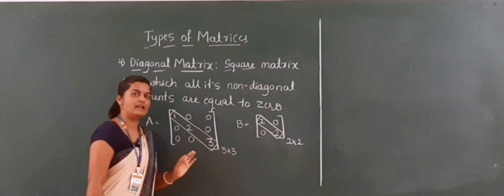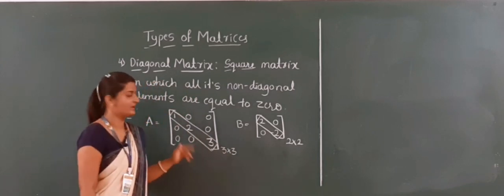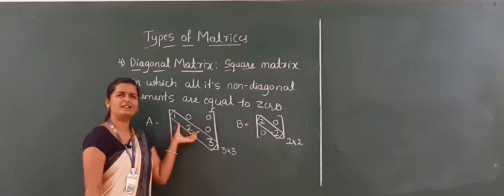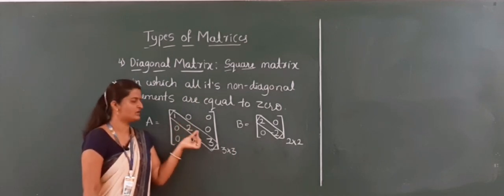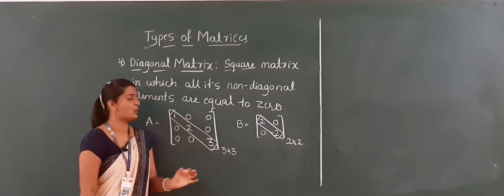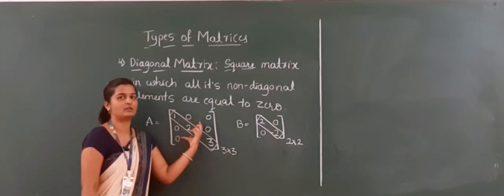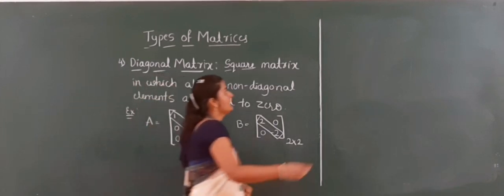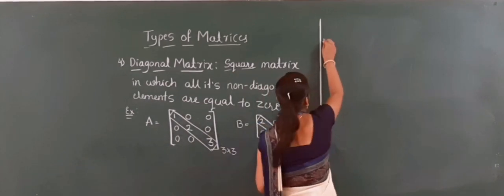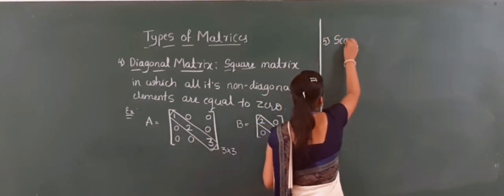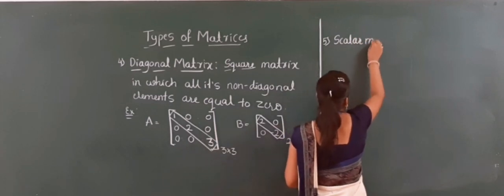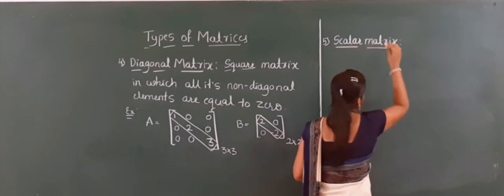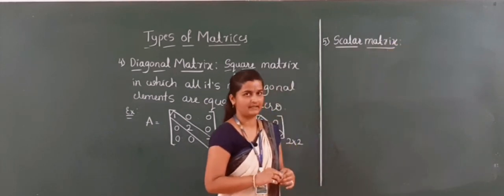Getting it? So diagonal matrix means leaving the diagonal elements, all the non-diagonal elements must be 0. Diagonal elements may be anything, 1, 2, 3 or 1, 0, 0. But the only condition applies to the non-diagonal elements. Non-diagonal elements must be equal to 0. Okay? So I will move to the next type of matrix, that is the scalar matrix. See here, what do you mean by scalar matrix?